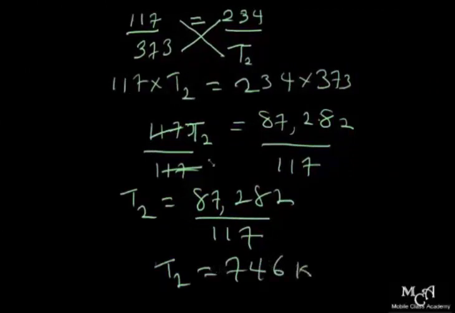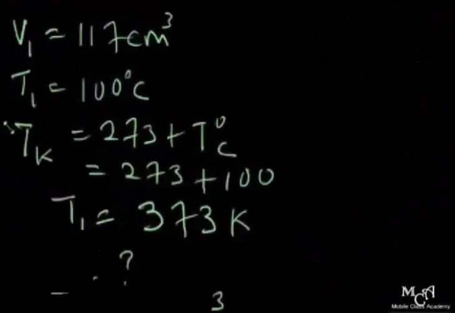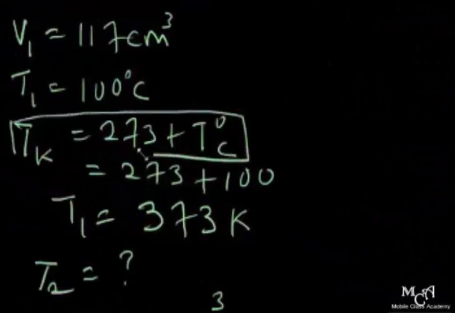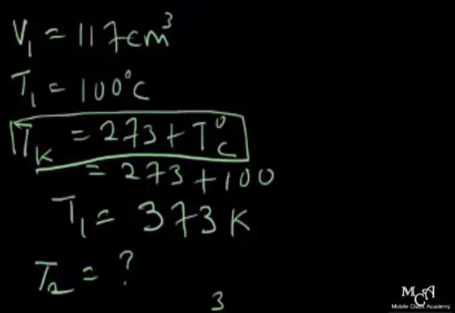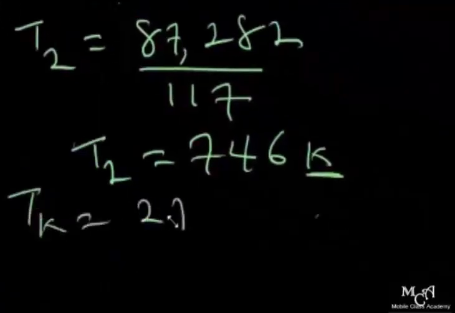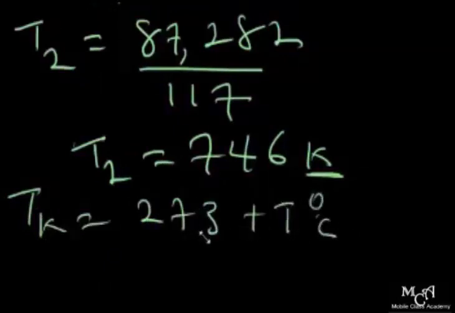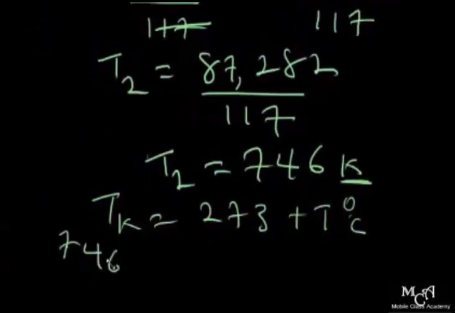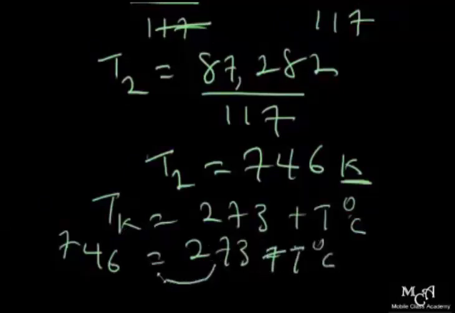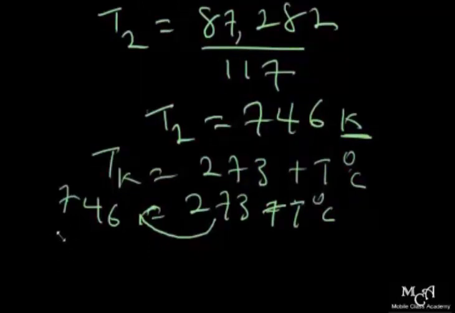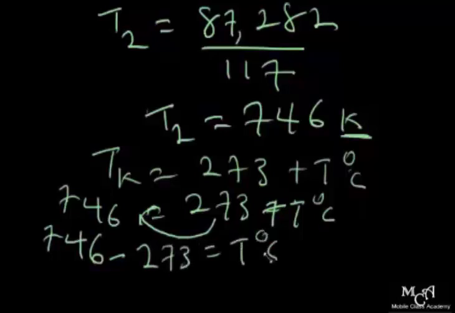But that's not our answer. Mind you, we are told that at what temperature in degrees Celsius. So we are going to convert this Kelvin to degrees Celsius. We know the relationship. This is our relationship. T degrees Kelvin equals 273 plus T degrees Celsius. So we'll put our values: 746, which is our temperature in degrees Kelvin, equals 273 plus T degrees Celsius. So we move this to the other side, and when it's crossing in a simple equation, it turns to minus. So we have 746 minus 273 equals T degrees Celsius.